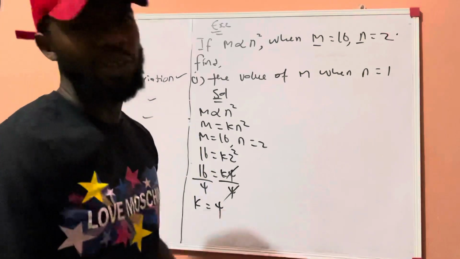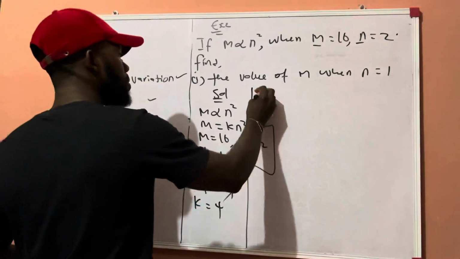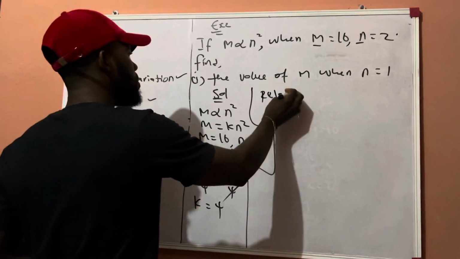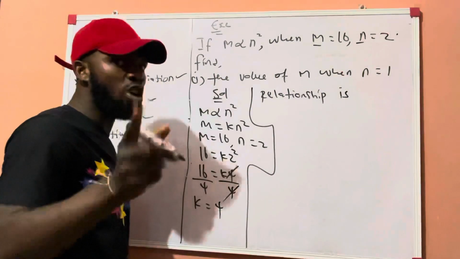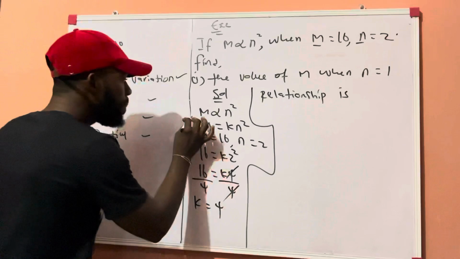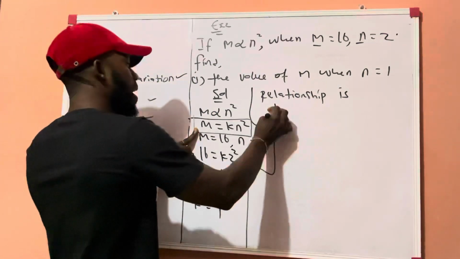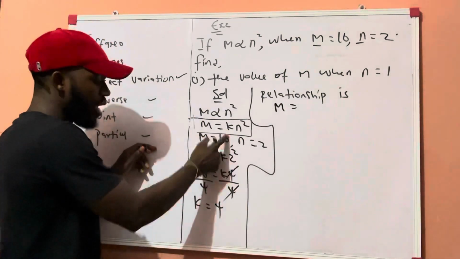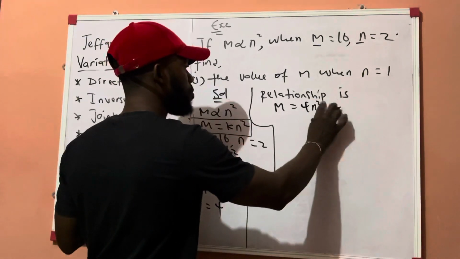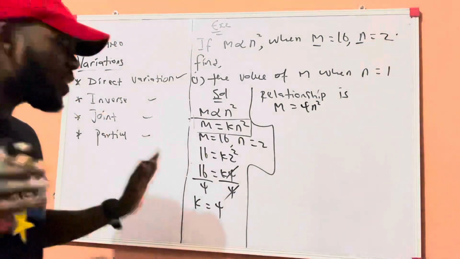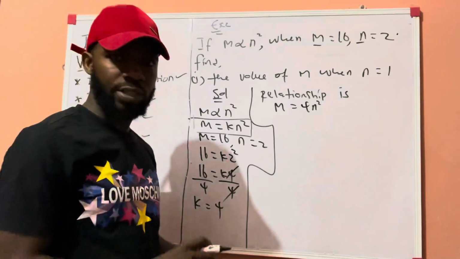Now, class, what else are we looking for? The relationship. Getting the relationship, class, put time. Relationship is, I told you, where do you get relationship from? The place you introduce your constant. Now, bringing this out, it becomes m is equal to, now what is k? k is what? 4. So what do I have? 4n raised to the power of 2. That's our relationship. Class, we were not told to solve for this, but you must solve for it.